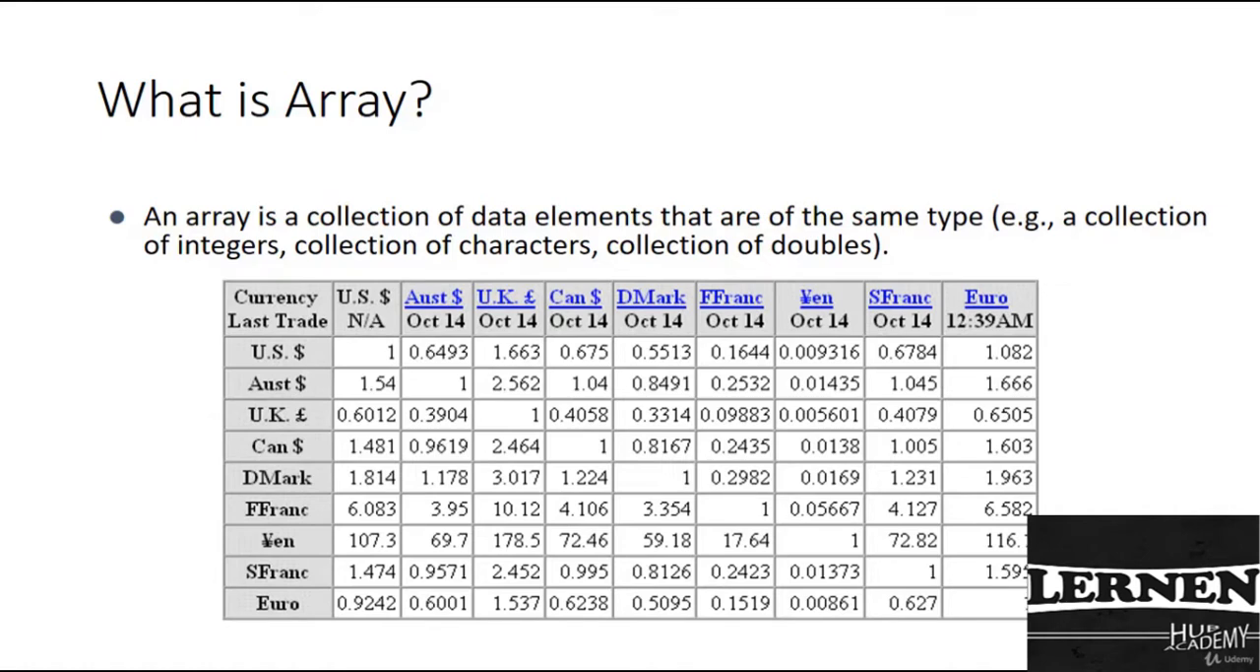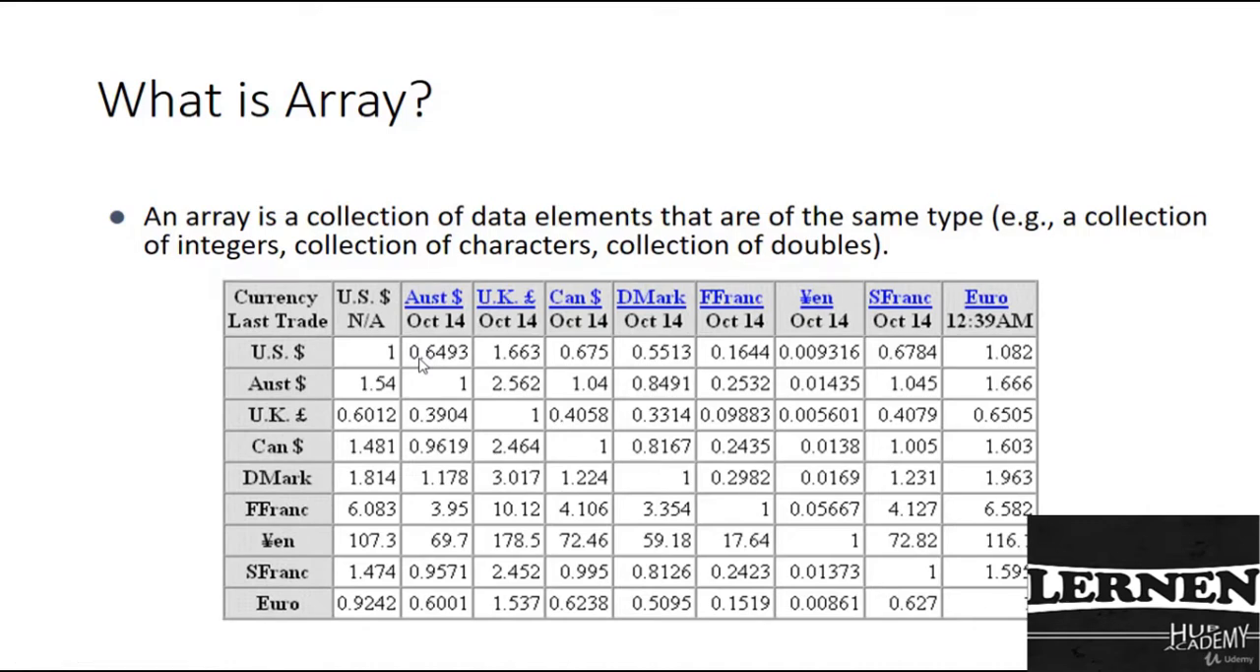For example, a collection of integers, a collection of characters, and a collection of doubles. As you can see here on the screen in the image, these are indexed. You can see currency, last trade, US. These are the currency symbols, and these are also currency symbols, with the names of months and the currency symbols. This is the data available on the index. So these are called arrays.